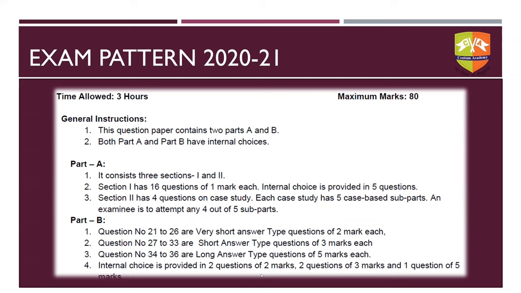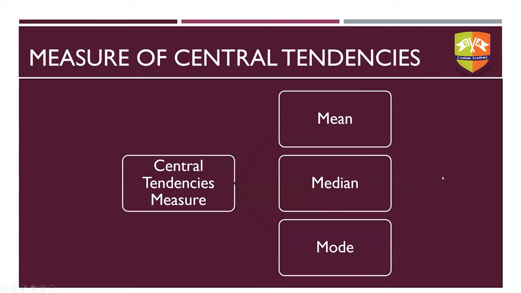Okay, so let's go to the topic which we are going to discuss. So what is this? Measures of central tendency. There are three ways we are measuring: mean, median, and mode. You know the definitions. So we will first go through the formula for all of that, and then we will solve previous year board papers.